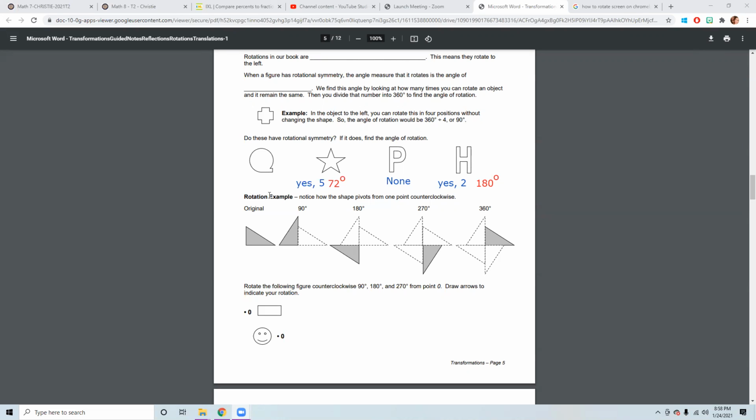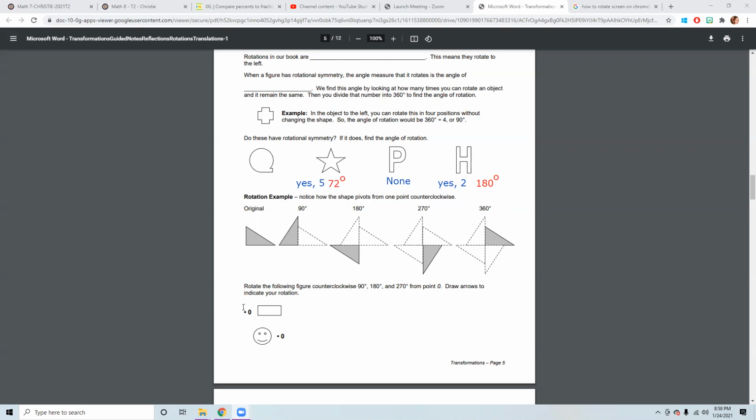Let's look at this rotation example. So notice how the shape pivots from one point counterclockwise. So if we are rotating this original shape, if we rotate it 90 degrees, it kind of just stands back up. If we rotate it 180 degrees, it stands up and then it lays back down. 270 stands up, lays down, stands up, and then 360 brings us back to that original.